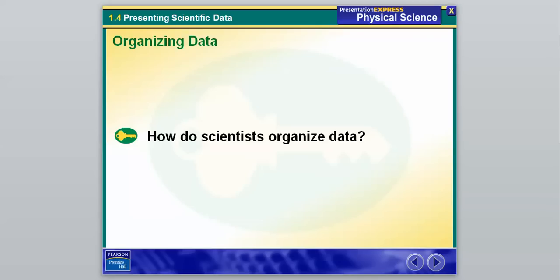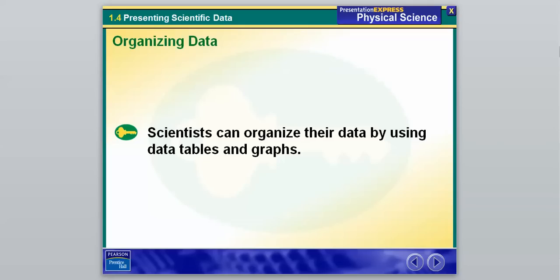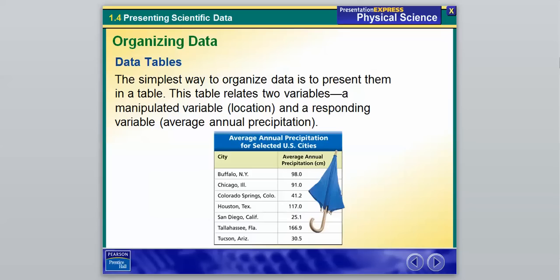So how do scientists actually organize this data in order to make it more accessible to other people? So they do this by using data tables and graphs. So this is a huge tool for scientists right here, using data tables and graphs. I'd make sure I wrote that down, that scientists can organize their data by using those two things.